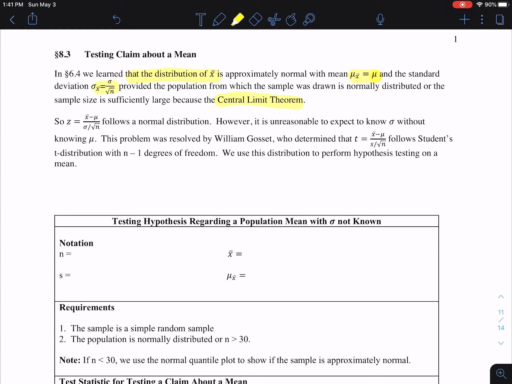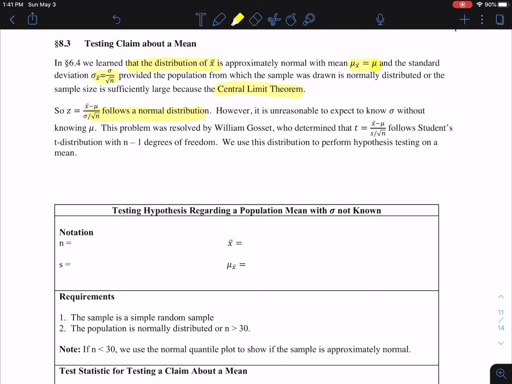So we have this here, z equals x bar minus mu over sigma divided by square root of n, which follows a normal distribution. One thing we also know is that it is unreasonable to expect to know the population standard deviation without knowing the population mean. So this problem was solved by William Gossett when he established the t distribution. By looking at a small sample size, he was able to determine that the variable t equals x bar minus mu over s, the sample standard deviation, divided by square root of n, has a t distribution with degrees of freedom n minus 1.